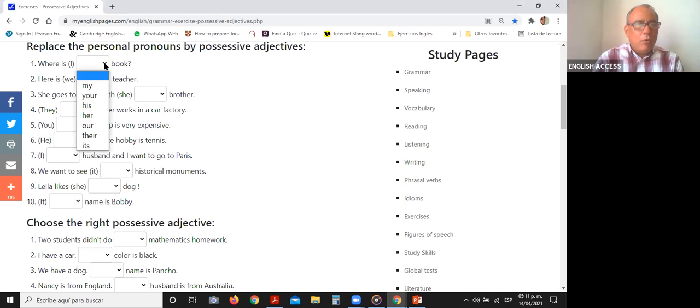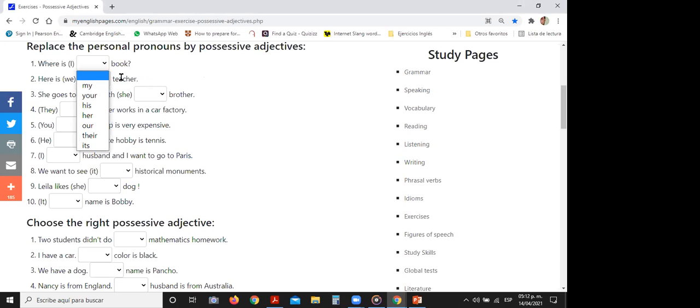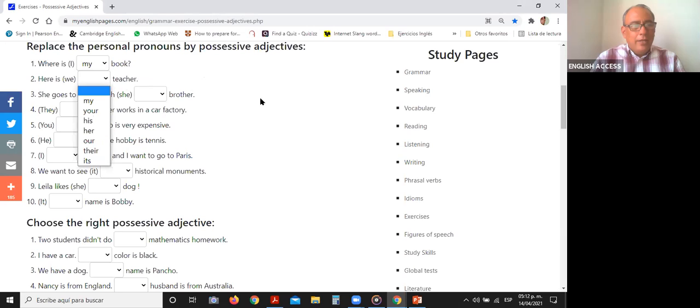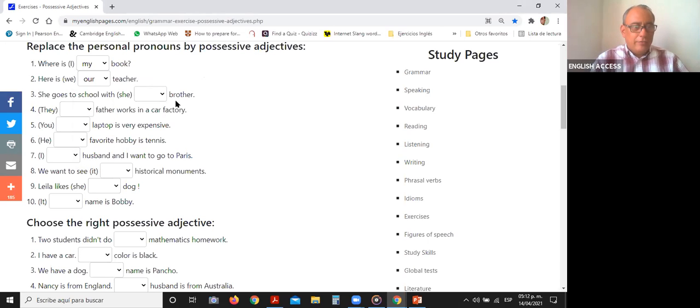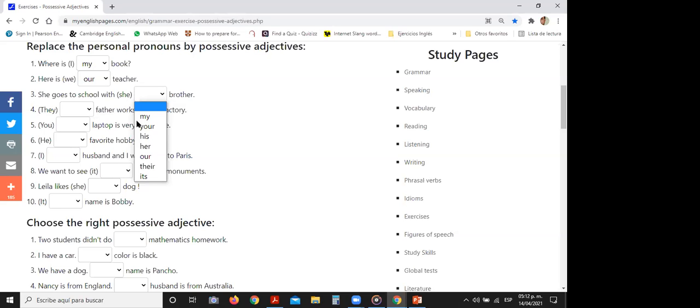Fatima, Carolina, number 1. What is the correct pronoun? That is my book. Fatima, number 2. Here is our teacher, yes. She goes to school with her brother.